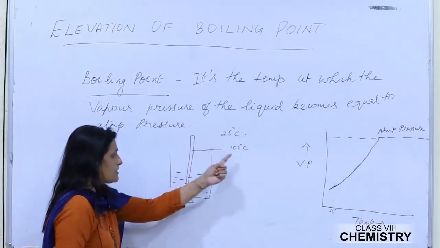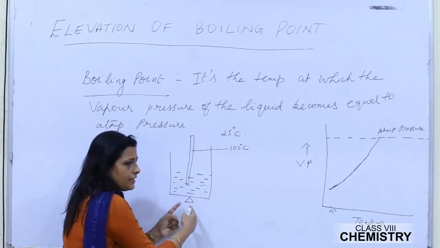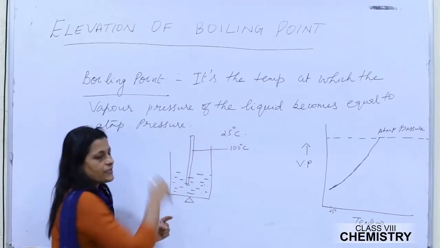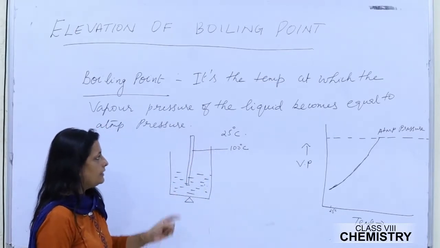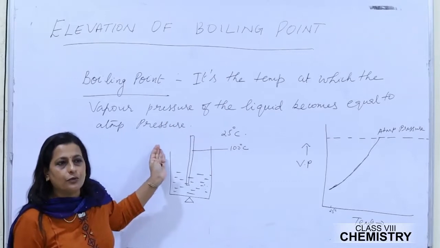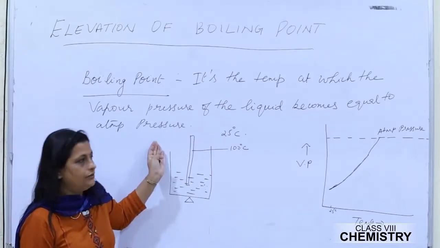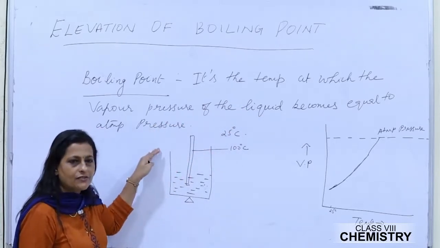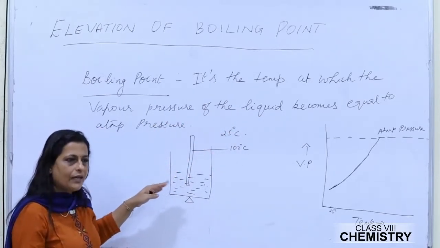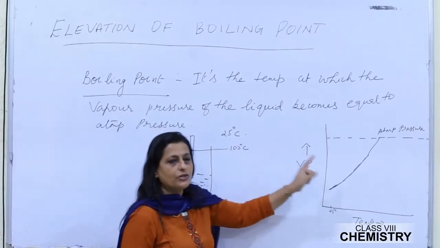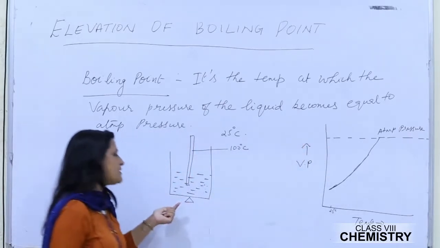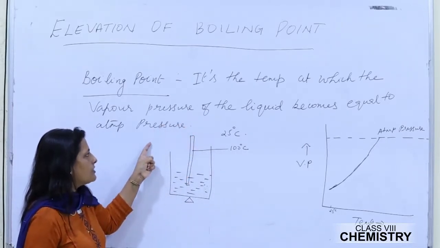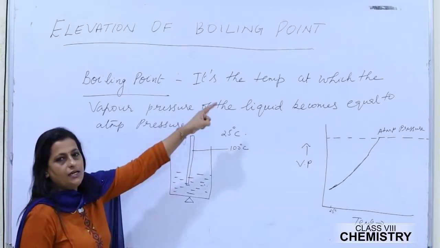Then when it reaches 100 degrees C also, you go on supplying heat and you find that the water is getting heated, but the temperature in the thermometer is not increasing. Why is it not increasing? Because the vapor pressure of water has become equal to atmospheric pressure. After that, once the vapor pressure of the liquid becomes equal to atmospheric pressure, if we supply heat also, the temperature is not going to increase. So it's just a waste of energy. So once the vapor pressure of a liquid becomes equal to atmospheric pressure, it has reached the boiling point.